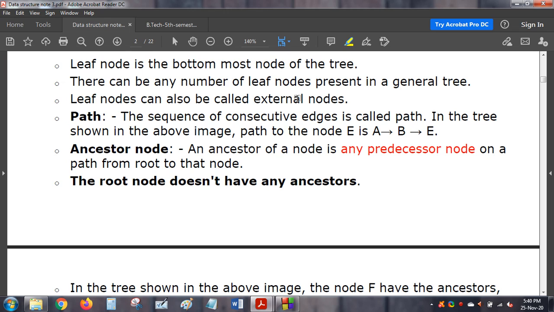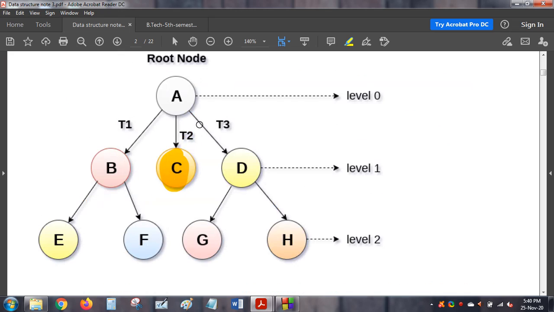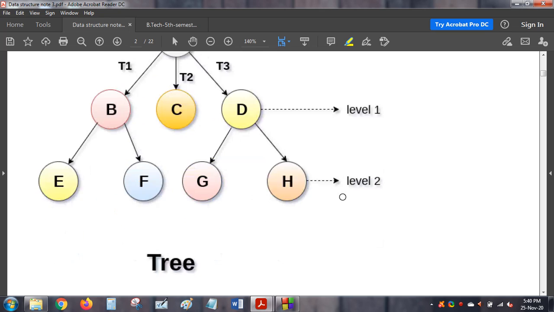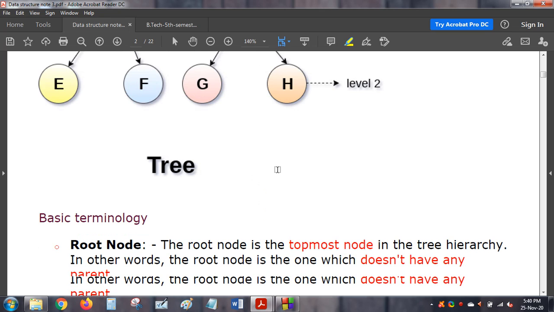Now, what is a path? A sequence of edges is called a path. As you can see over here, A, B, E is one sequence. Again, A, B, F is one sequence. A, D, G is one sequence. A, D, H is another sequence. So these are the paths.